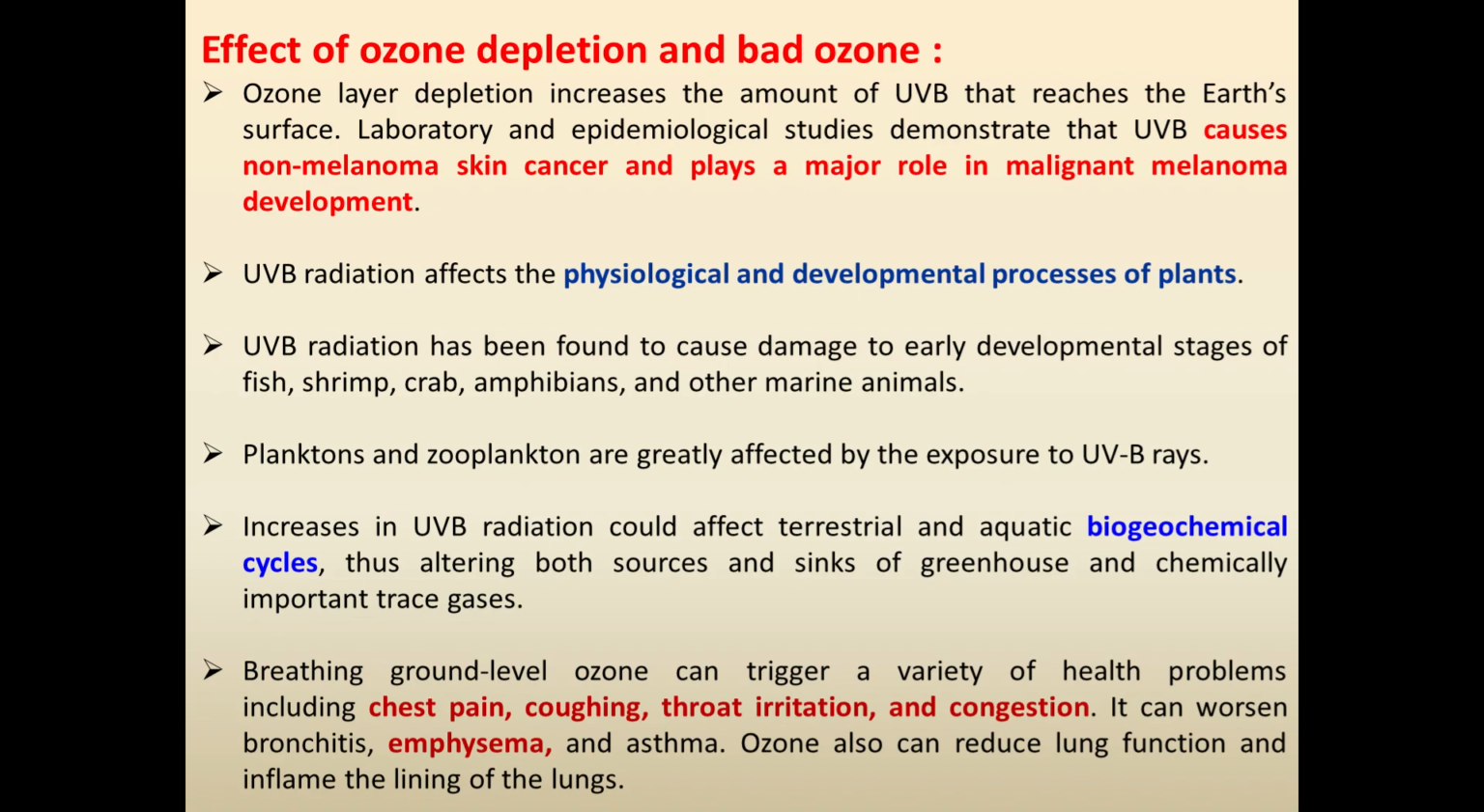UVB radiation affects the physiological and developmental processes of plants. UVB radiation has been found to cause damage to the early developmental stages of fish and other marine animals. Mostly plankton and zooplankton are greatly affected by exposure to UVB rays. There are also some alterations in biogeochemical cycles.